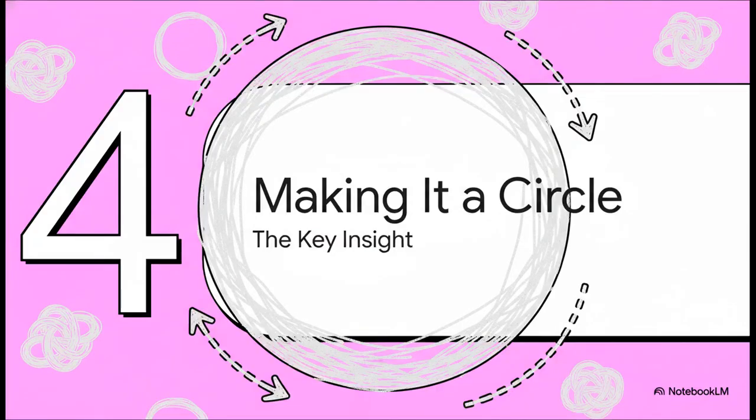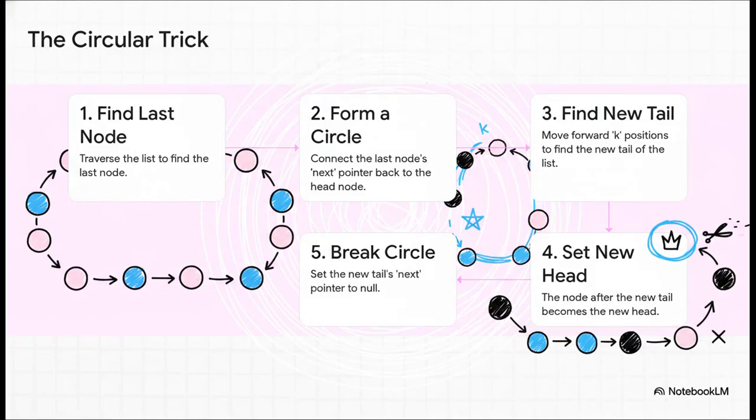And that's the key. That's the big insight. We stop thinking about our list as a straight line with a start and a finish, and we temporarily turn it into a circle. So here's how this circular trick plays out. First, you find the very end of the list, and you just connect it right back to the beginning. Poof! Now you've got a loop. Next, you just walk along that loop k spots to find where your new tail is supposed to be. The node right after that one, that's your new head. And for the final step, you just snip the connection right after your new tail, and boom, the circle is a line again, perfectly rotated.